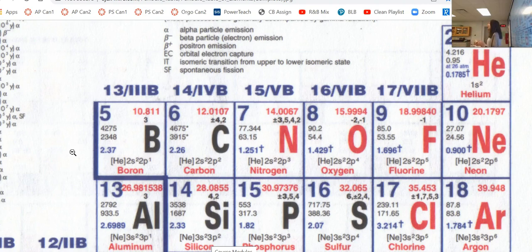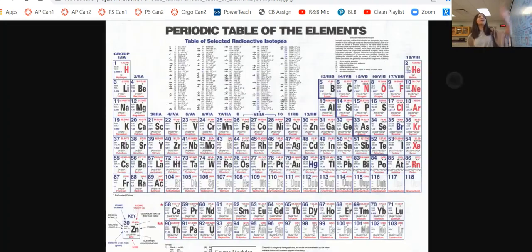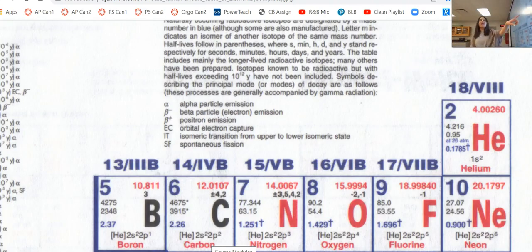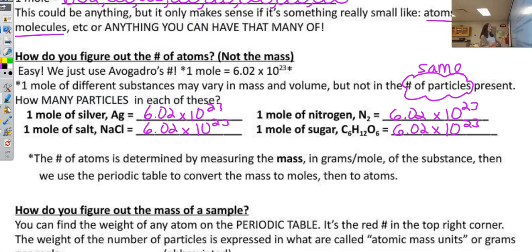Or what I could do is, for example, let's say I had helium, and let's say that I had a balloon and I filled it with helium and I found out that it weighed, I don't know, 12 grams. And I wanted to know how many moles that is. If it weighed 12 grams, anybody know this? How many moles would that be? 3. That would actually be 3, okay? Okay, so let's take a look over here.